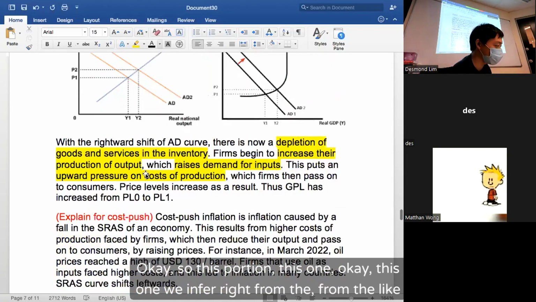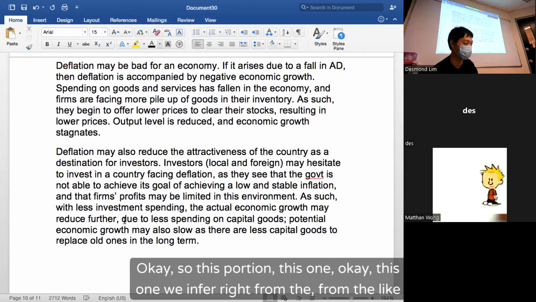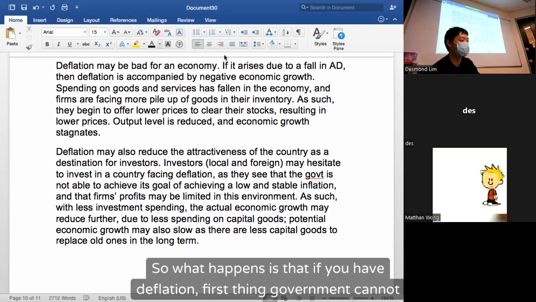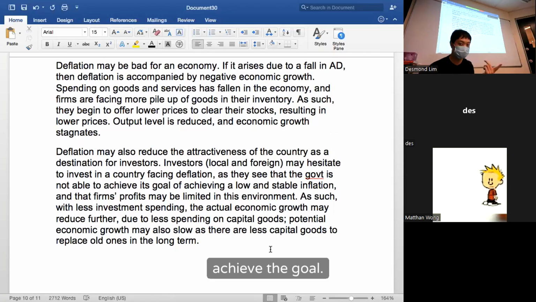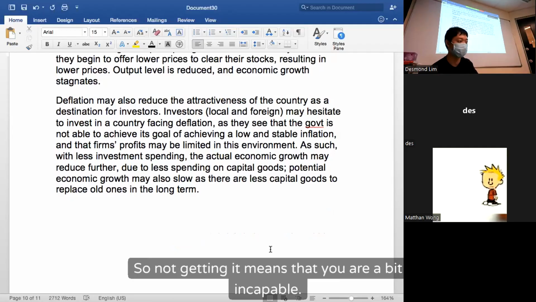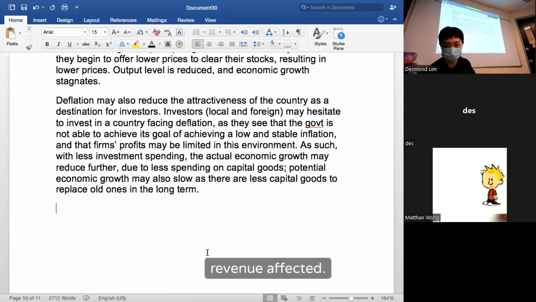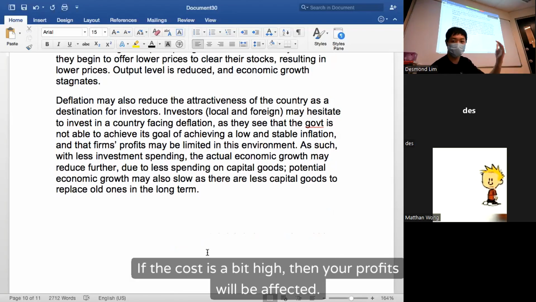Okay, so this portion, we infer from our own knowledge. If you have deflation, first thing, the government cannot achieve the goal. Because you're aiming for low stable inflation, but you're not getting it, which means you're a bit incapable. Second, if there's deflation, firms are unlikely to charge high prices, so revenue is affected. If the cost is a bit high, then profits will be affected.